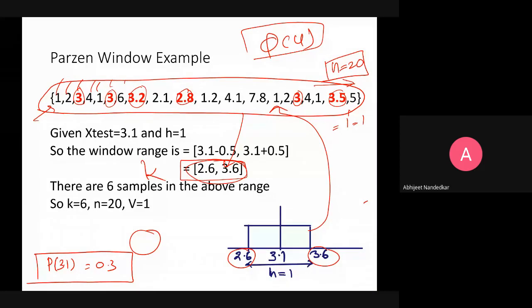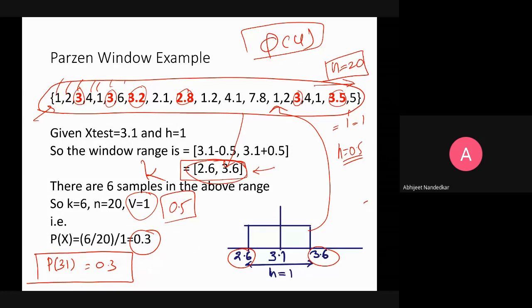Now you can see if I squeeze this, or if I make h equal to 0.5 instead of h equal to 1, then the number of samples is obviously going to reduce, but the volume is also reducing. So this will now be 0.5, and you have to divide by 0.5 in that case.